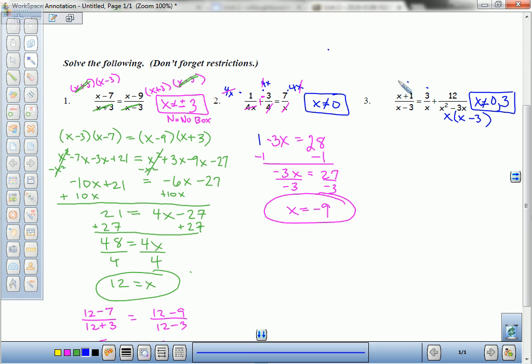Alright, so we're going to multiply through by the common denominator, x times x minus 3. Alright, and then we go canceling. So this cancels with that. This cancels with this. And both of those cancel with both of those.